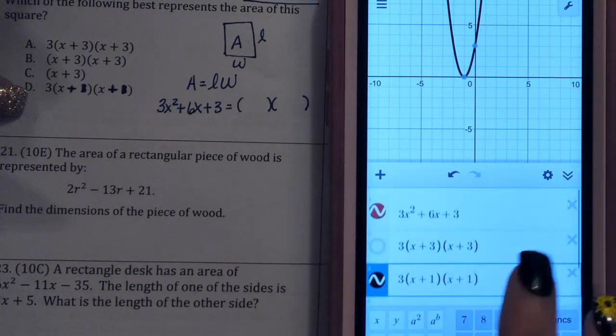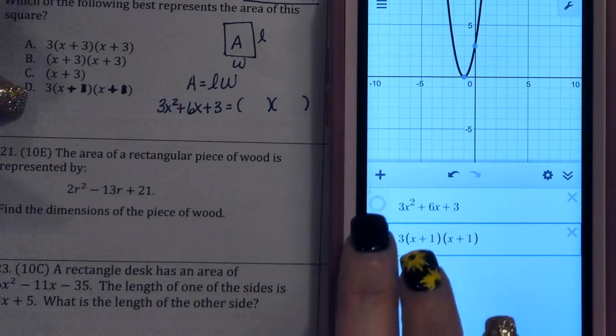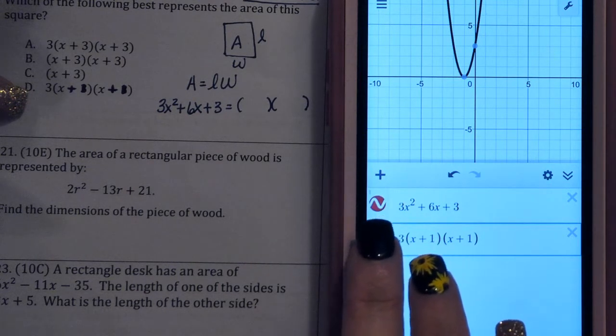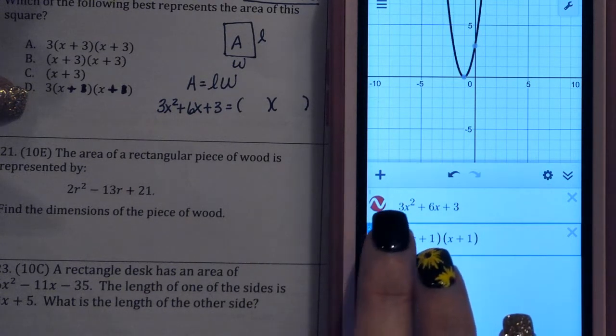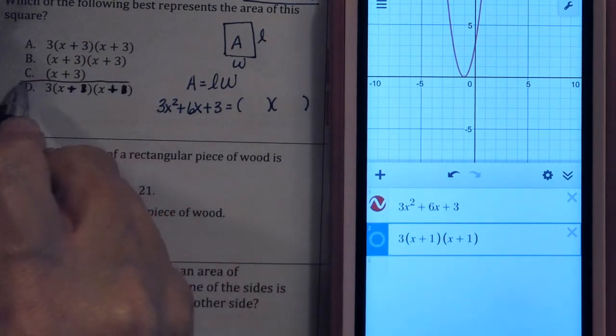Okay, so what I can do here is delete these other ones so I can get back up there. All right, so there's the red one. If I turn off the red, I can see it's black. And then when I turn the red back on and turn this one off, you can see how they overlap. They're exactly the same. So there we go. So we know it is this one.